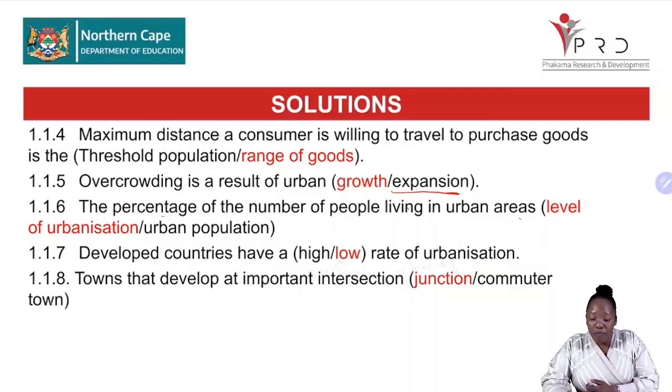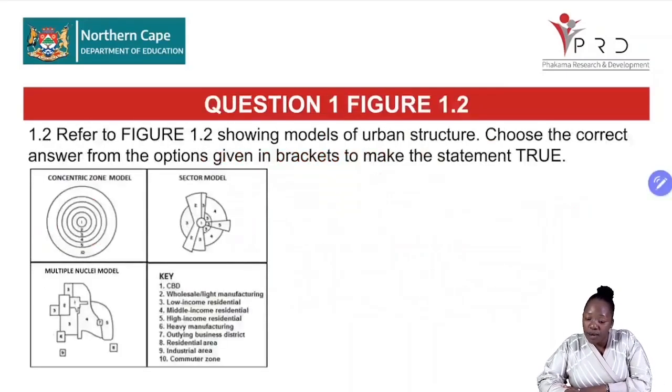Then your 1.1.8, the towns that develop at important intersection. Our key there, or the action verb, is the intersection. So intersection is the junction. Because when you're looking at the commuter town, we don't have something called commuter town. Because we have seen that this is the town and also it talks about the intersection. That is why our answer was junction. Right?